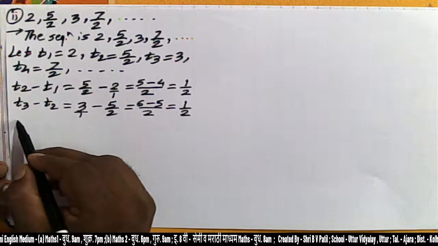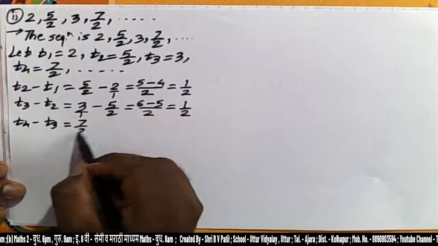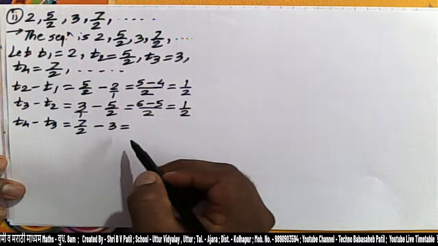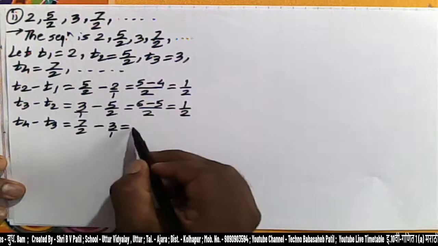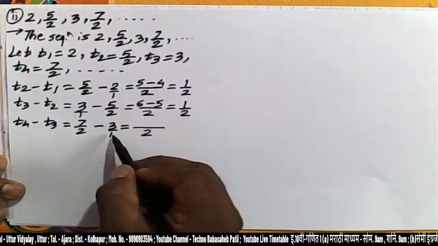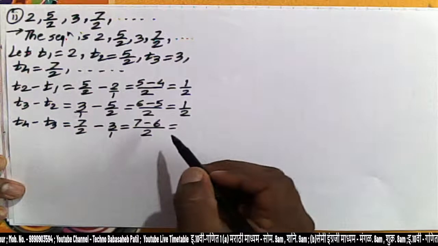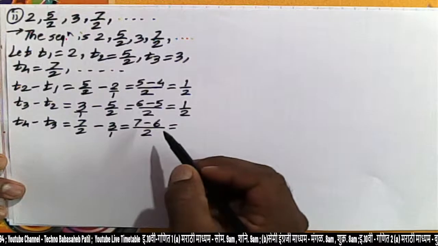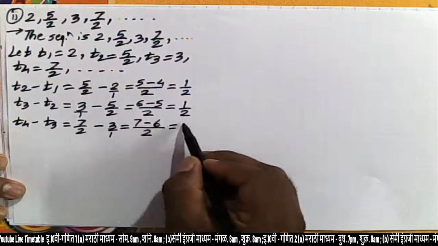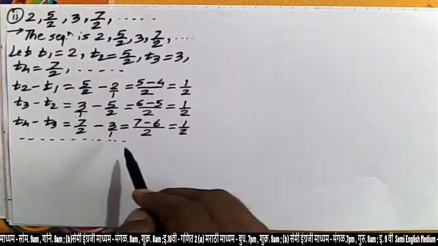Then next, consecutive terms difference, that is fourth term minus third term. Fourth term value is 7 upon 2 minus third term value is 3. Denominator is 1. Denominator's multiplication 2. Cross multiplication 7 1 is 7 minus this cross multiplication 3 2s are 6. Yes, good answer given. And subtraction is 7 minus 6 is 1 upon 2. And in this way we can take differences.